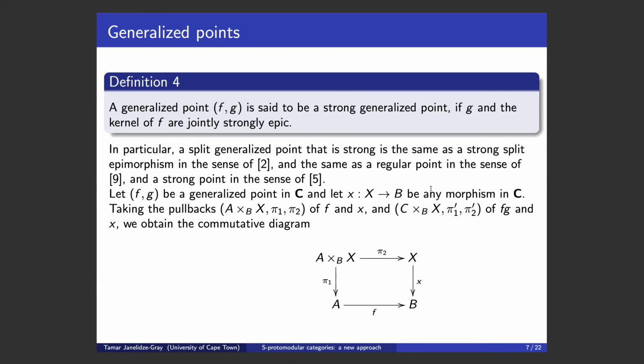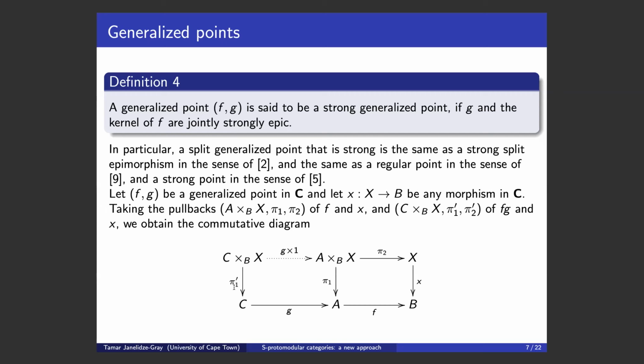So given a generalized point fg, and we have some morphism x from x to b, we define a pullback as follows. We first take the pullback of f along x, then we take g from c to a, and then we take the pullback of fg along x. So we get this big commutative diagram.